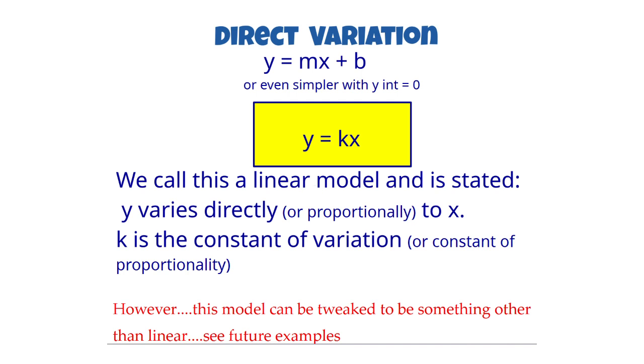It's a linear model, and here's how it's read. It says y varies directly, or sometimes you'll see the word that it varies proportionally to x. If you see this word directly or proportional, or sometimes it just says y varies as x, because the default is for it to be directly varied. Now, k is the constant of variation or constant of proportionality. Now, we can tweak this model to be something other than linear as we start getting a little bit fancier. So that'll come up as we do some further examples.